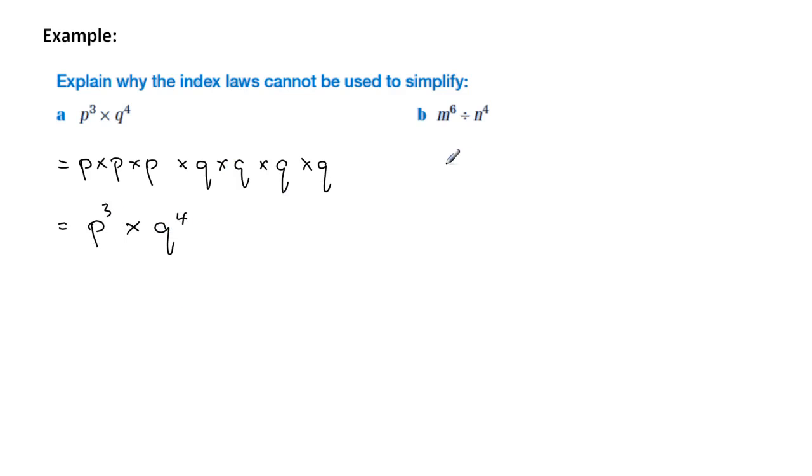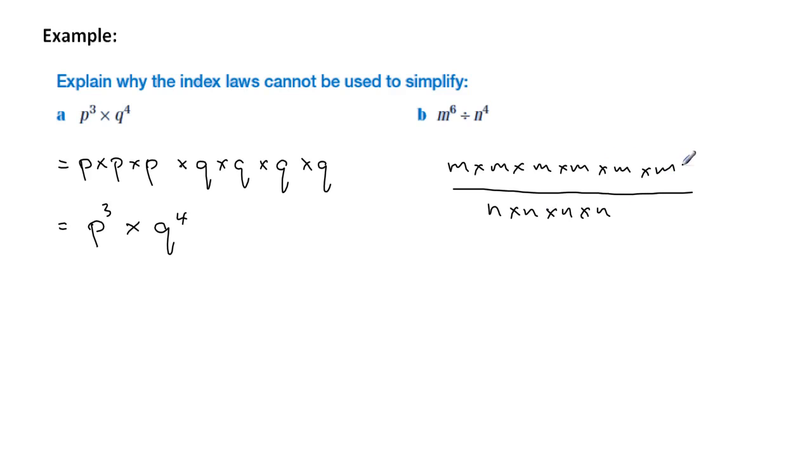And likewise, if I take this one here and write it out, so we need 6 of them up here, 1, 2, 3, 4, 5, and 6. All right, and we're going to do a division, and we're going to have 4 n's, 1, 2, 3, 4. Now if we try to cancel these out, you'll notice that we can't because there are no m's in the denominator and no n's in the numerator. They just can't cancel out.